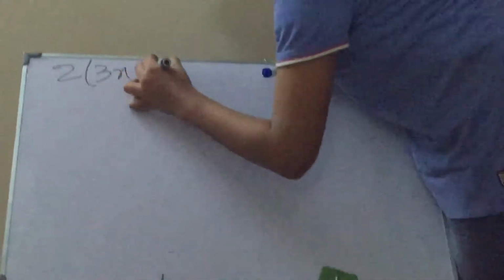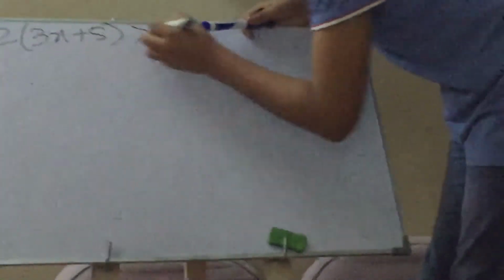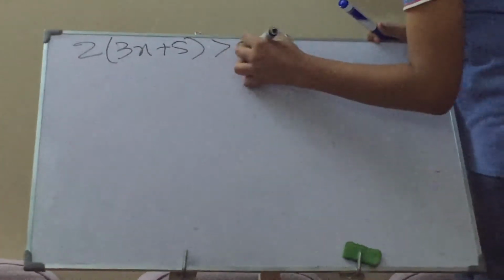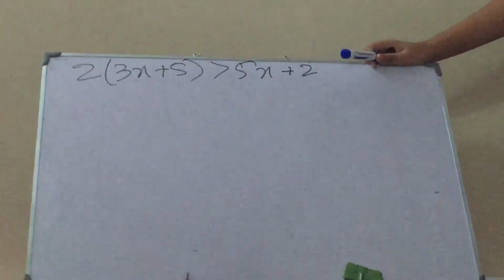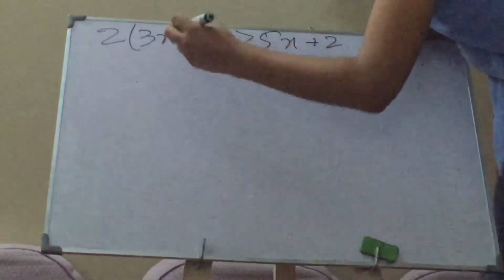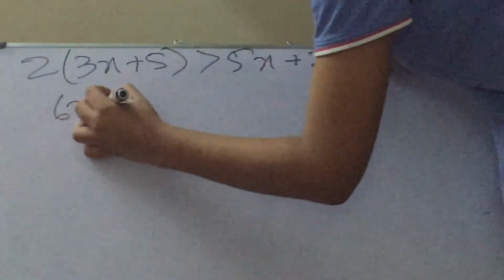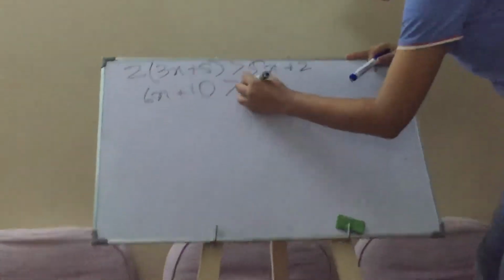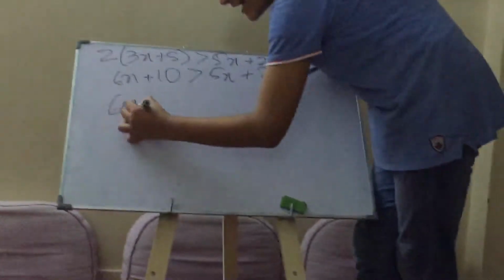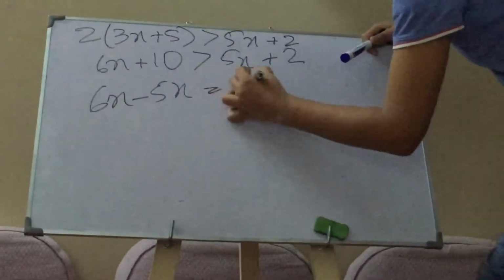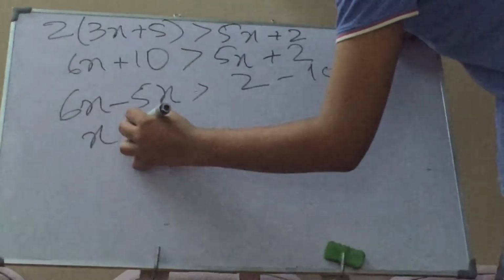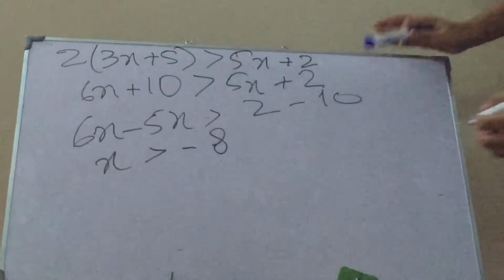Let's take an example as 2 times 3x plus 5, and 5x plus 2. So 2 3s are 6x plus, 2 5s are 10, with the sign, 5x plus 2. So 6x minus 5x is equal to 2 minus 10. So x is, with the sign of this, minus 8. Guys, this is the answer of it.